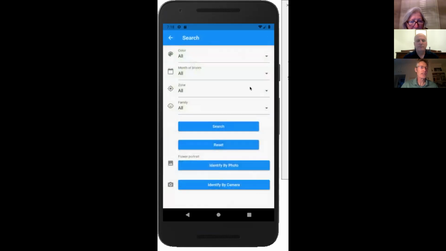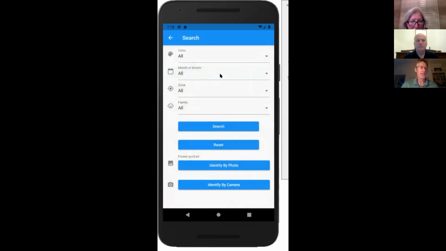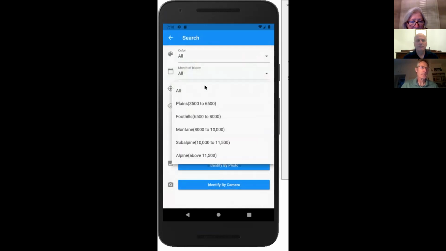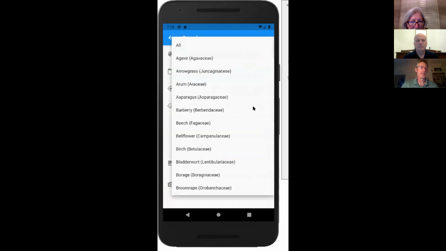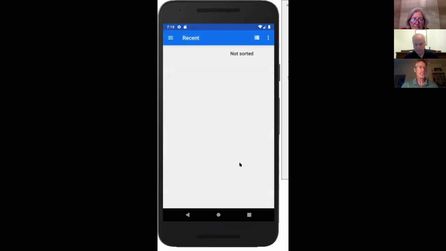And when you do that, you can search by a bunch of different criteria, like the flower color, the month of the bloom, the zone, and even by family. So you can pick a specific family. But the part we're really talking about today is the ability to identify it using the camera of your phone, or if you've already taken the photo, you can use your photo app to pick which photo you want to analyze. So in this case, I'm going to pick a photo and just show you how that works.